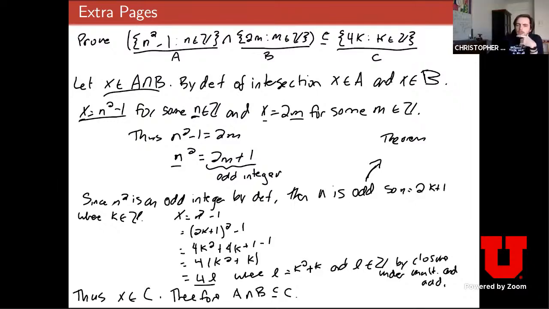Can I ask if the way that I approach this problem is correct? Yeah, sure. How did you approach it? So I factored n squared minus 1 and then stated that either n plus 1 is even or n minus 1 is even. And through substitution showed that that was equal to 4 times some integer. Is that correct? Yeah, that's fine.